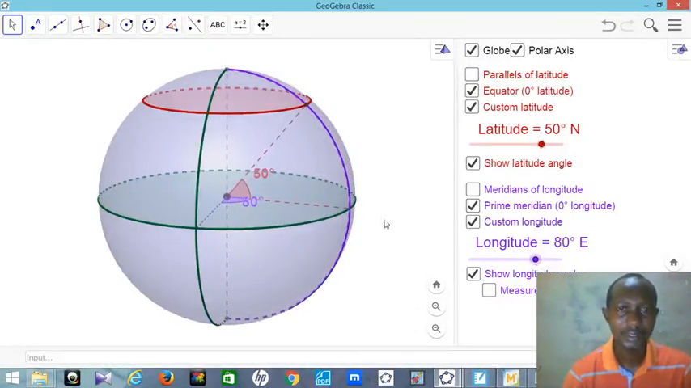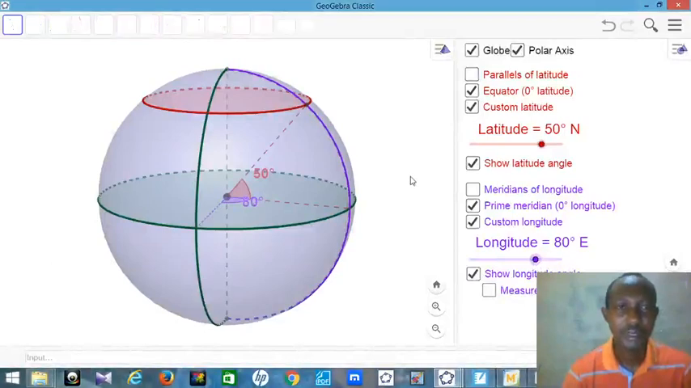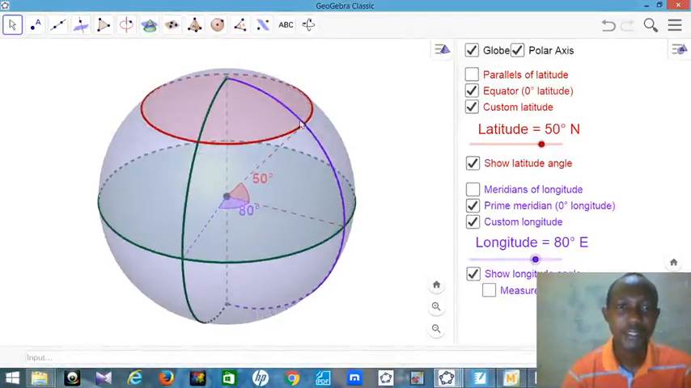Okay. So this is 80°, you stop. So this is your point. You will now mark this point as your point P. So that's how you locate a point on longitude. You can also be asked to locate another point somewhere else.